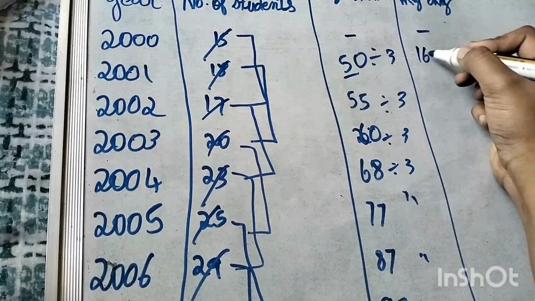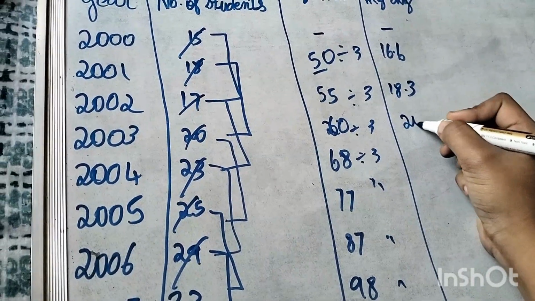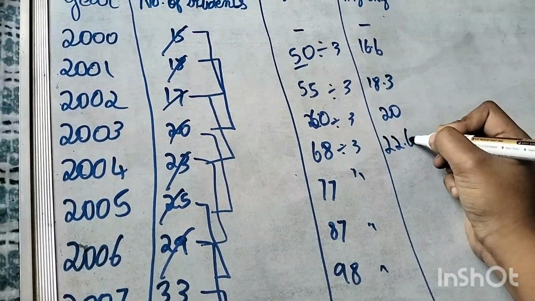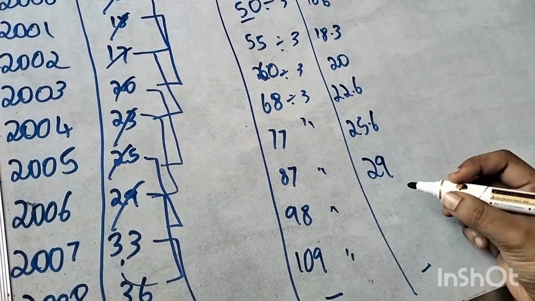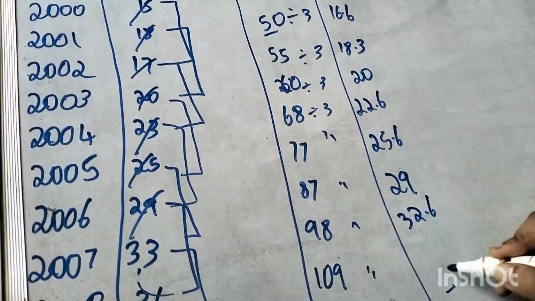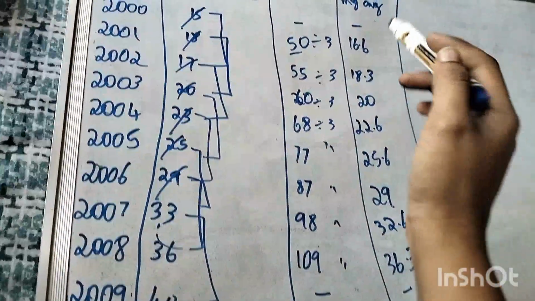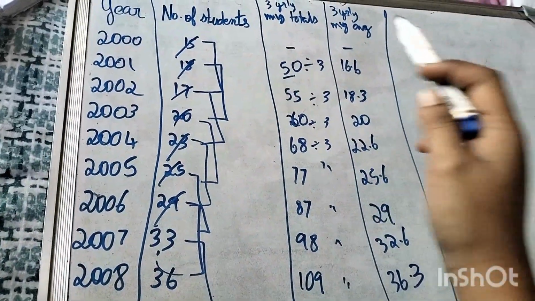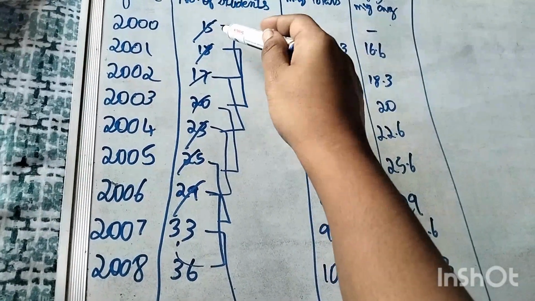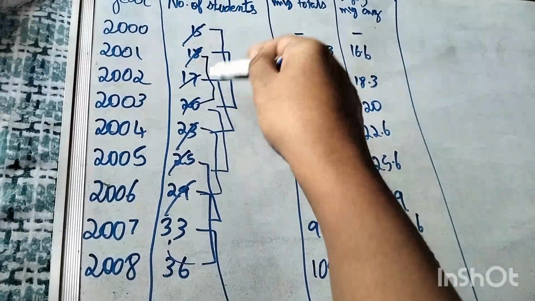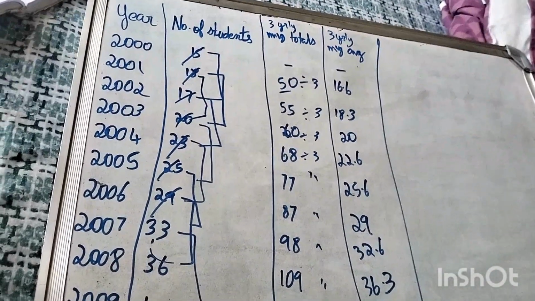So here will be 16.6, 55 divided by 3 is 18.3, 60 divided by 3 is 20, 22.6, 25.6, 29, and then this is going to be 32.6 and 36.3. So this is how you do 3 yearly moving averages. The first and the last will be blank, and then you do 3 yearly moving totals. You first add the first three numbers, score out the first number, then you do the next three numbers, score out the next. That's how you keep doing. So this is 3 yearly moving averages.